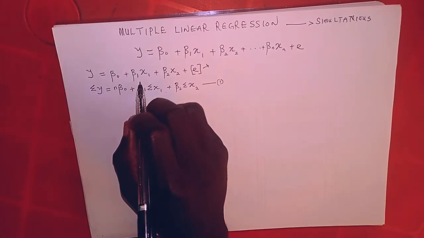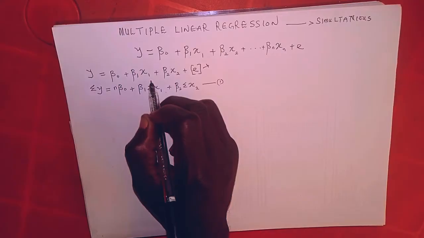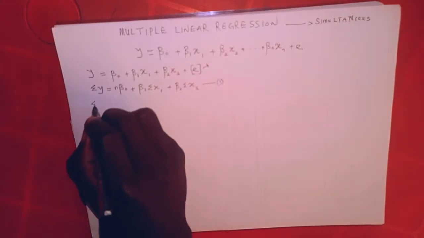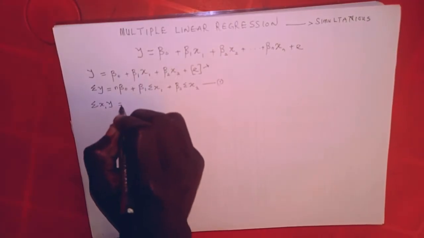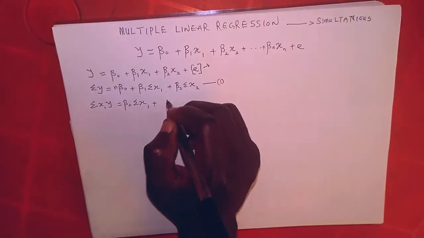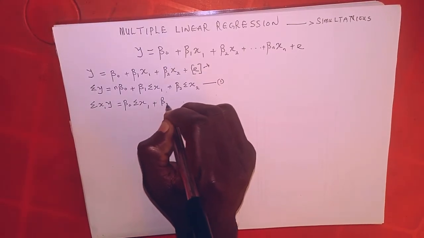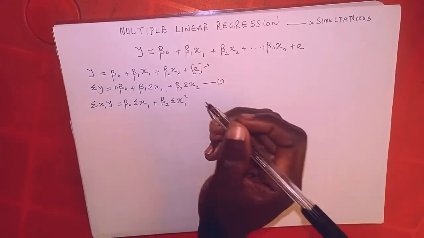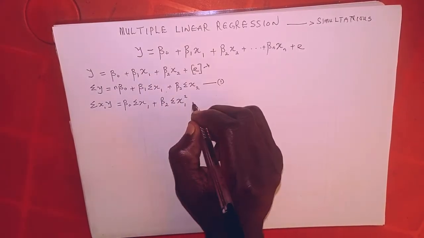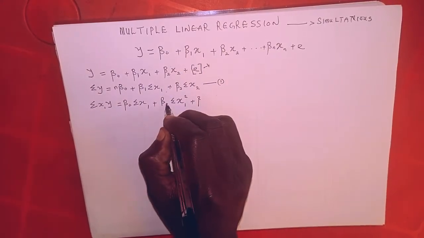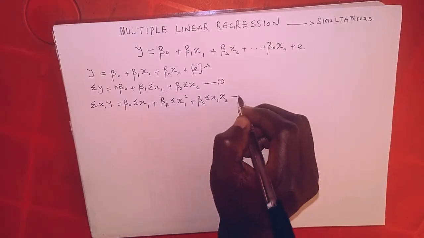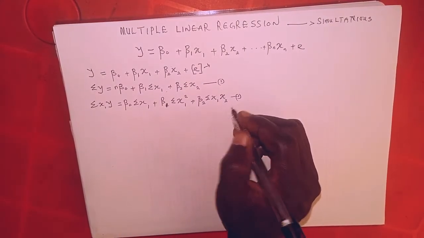Now from the second parameter, which is beta 1, we have a variable which is x1. So we use summation x1 to multiply the whole of this equation. If you do that, we are going to have summation x1y equals beta naught summation x1 plus beta 1 summation x1 squared. This is squared because we have summation x1 here already, and we are multiplying each by summation x1. Then plus beta 2 summation x1 x2. So we tag this as equation 2.